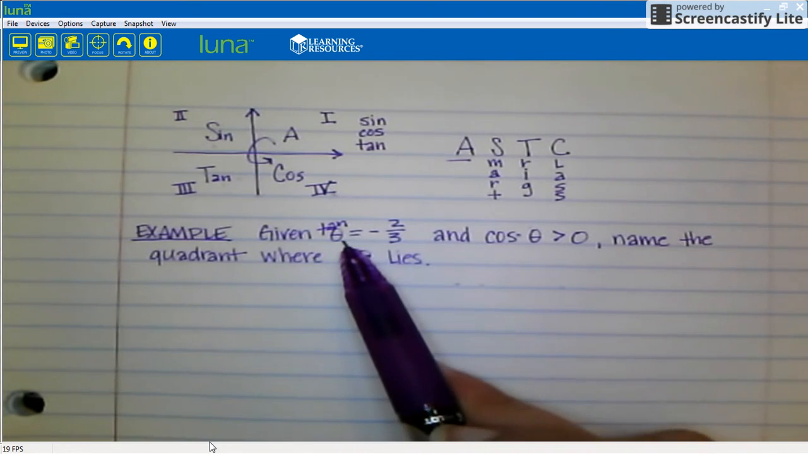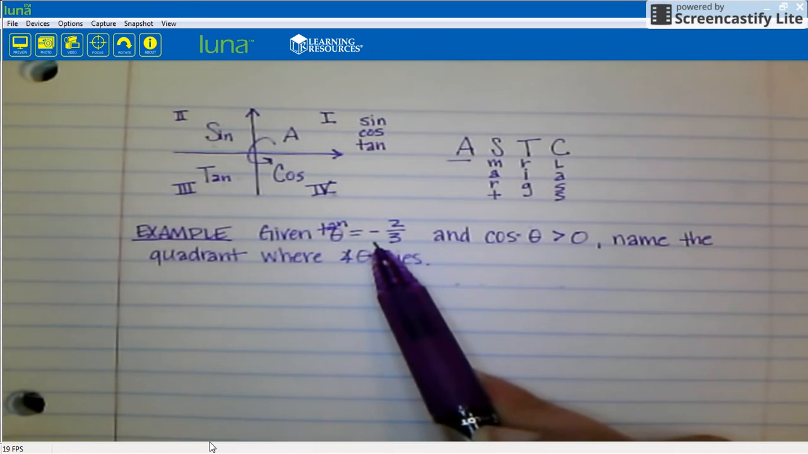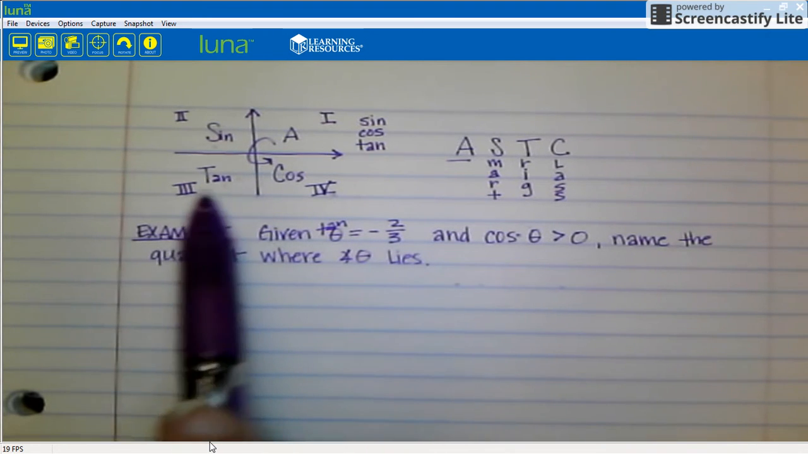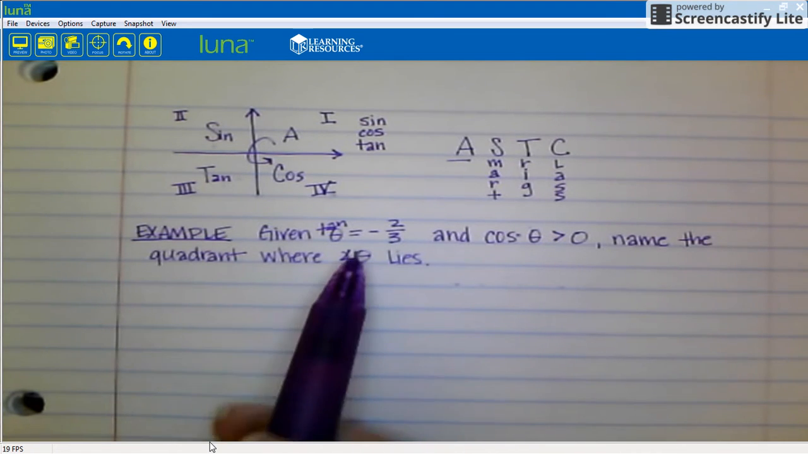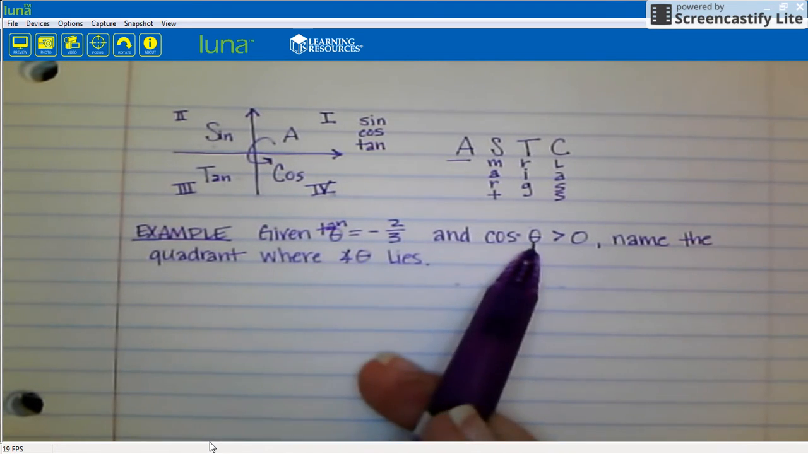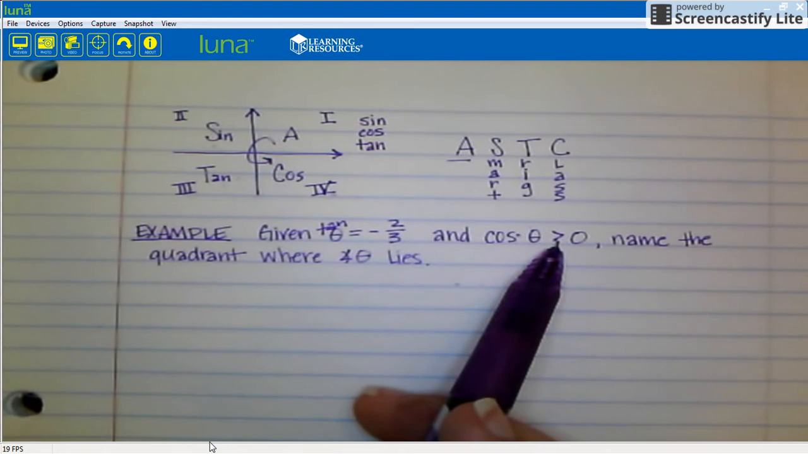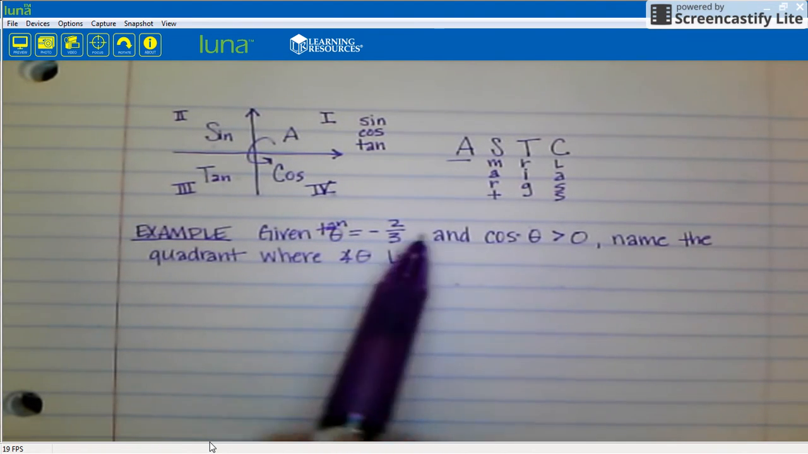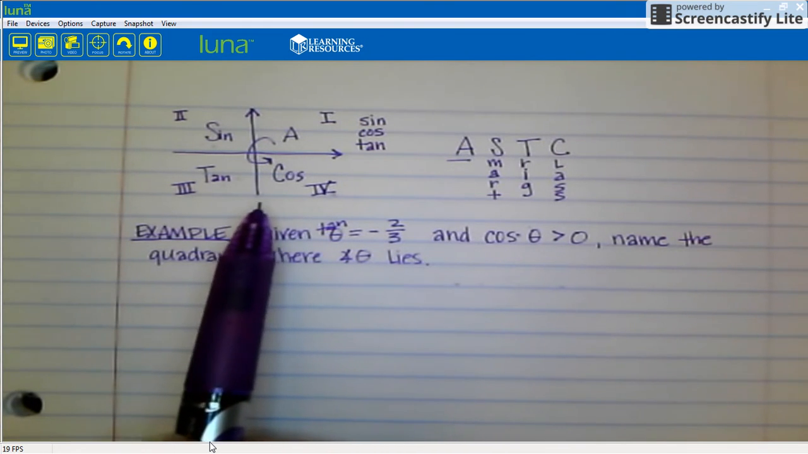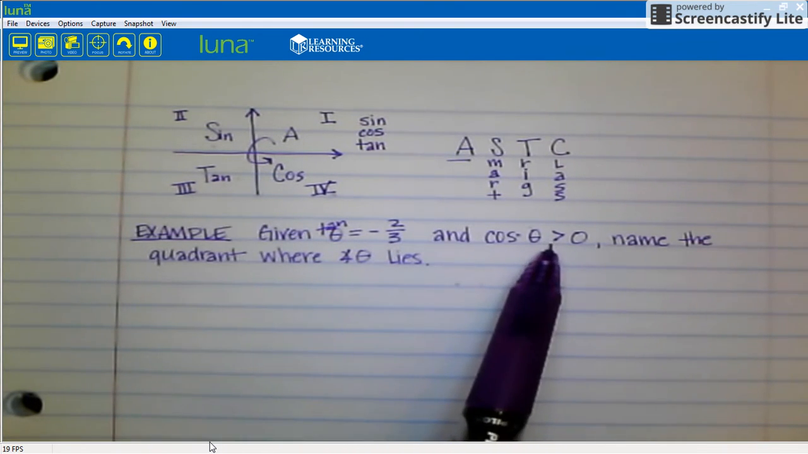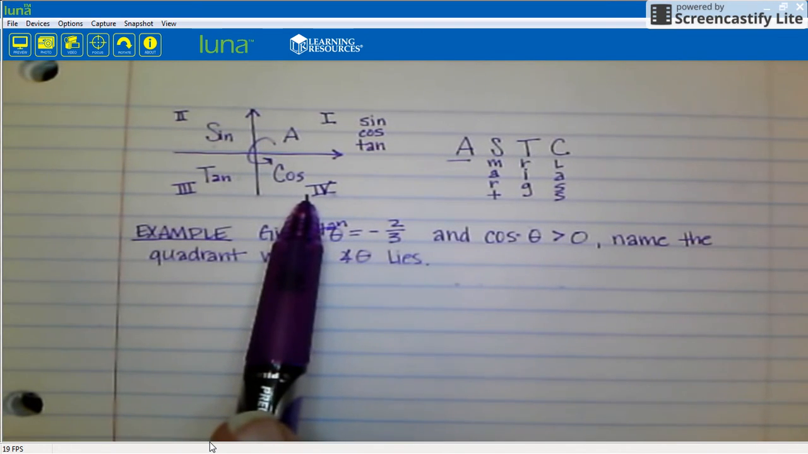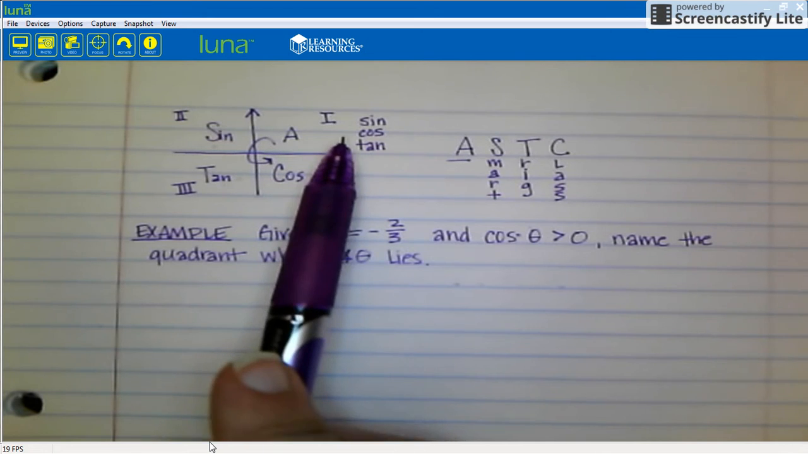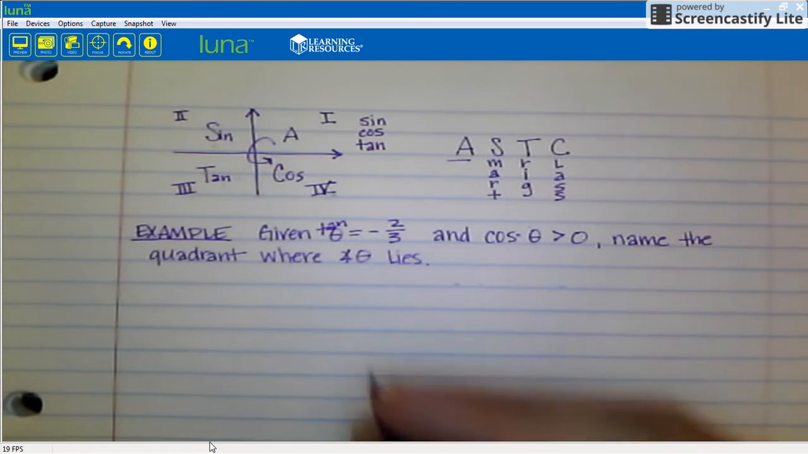So if my tangent is negative, that means I can't be in the third quadrant because tangent is positive in the third quadrant. And if my cosine is greater than 0, that means positive. So cosine is positive, tangent is negative. Cosine can only be positive in two places, either in the first quadrant or the fourth quadrant. But tangent is positive in the first quadrant, so that means we have to be in quadrant 4.